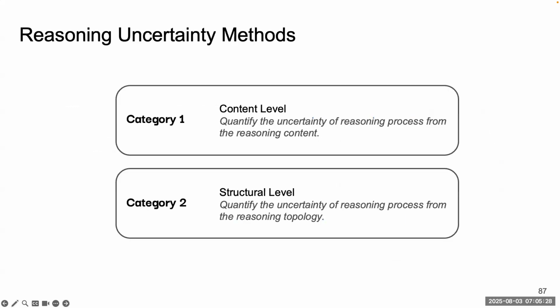Under reasoning uncertainty, there are two main categories of methods. The first one is content level: we treat all the reasoning steps as a paragraph and measure the divergence in their content. And the second one, which I'm mostly excited about, is that we measure the structure of the reasoning steps.